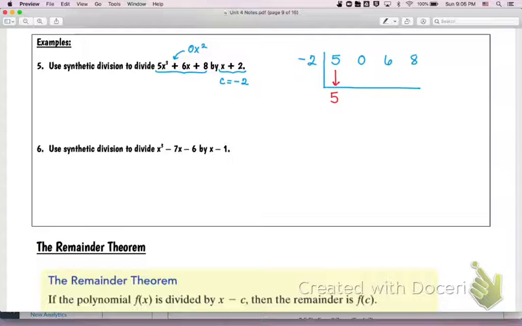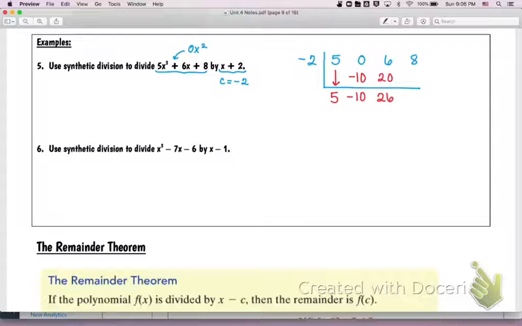The outside numbers always get multiplied by the corner number. So 5 times -2 is -10, and that fills in the next column. Then we add the columns. So 0 plus -10 is -10. Now I take my new outside number and I multiply it by the corner again. So -2 times -10 is positive 20, and then I add my column and I get 26.